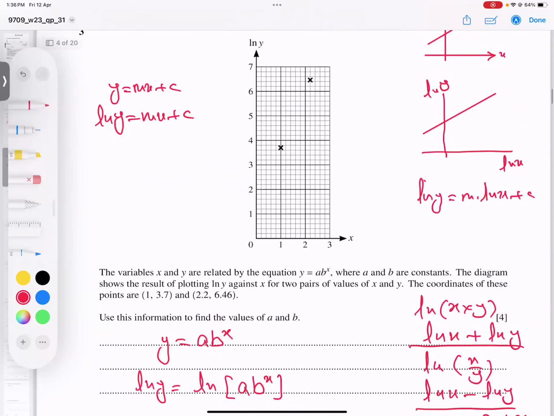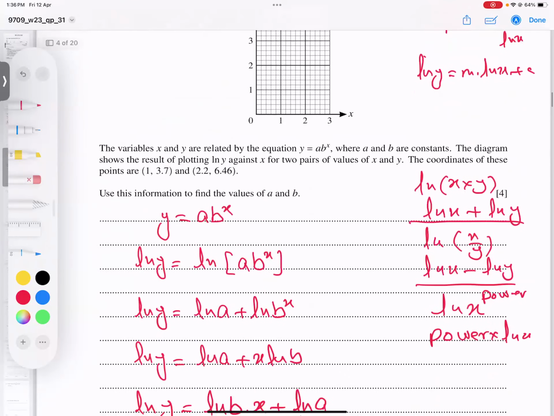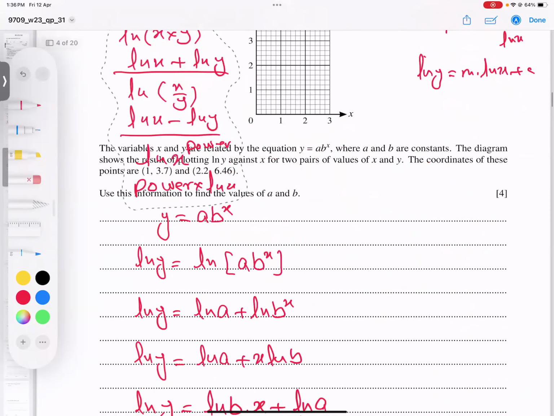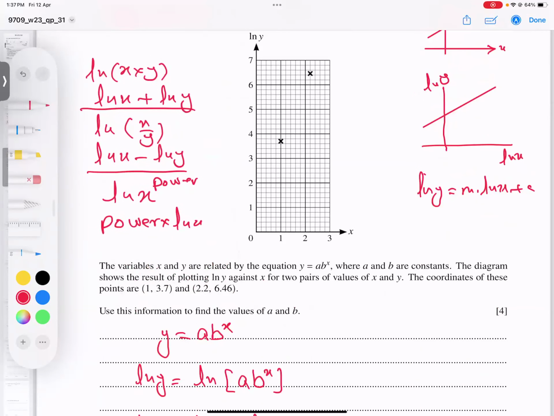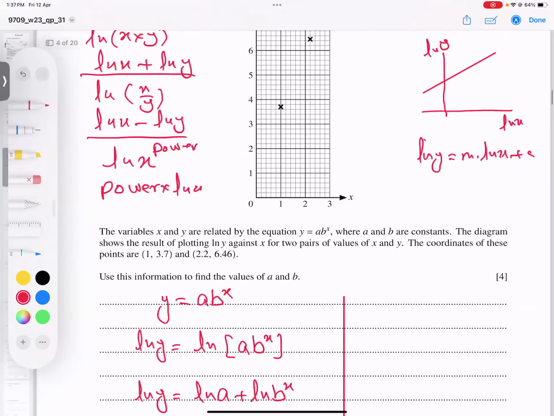So let's try to find these things. First of all, 1 minute, please. I drag these properties up here, as I need this space. Okay, now let's start. How to get it? First of all, I need the gradient, and gradient is not hard: y2 minus y1 divided by x2 minus x1. So y2, 6.46 minus 3.7, divided by 2.2 minus 1. If we type this in the calculator, the gradient comes to 2.3.